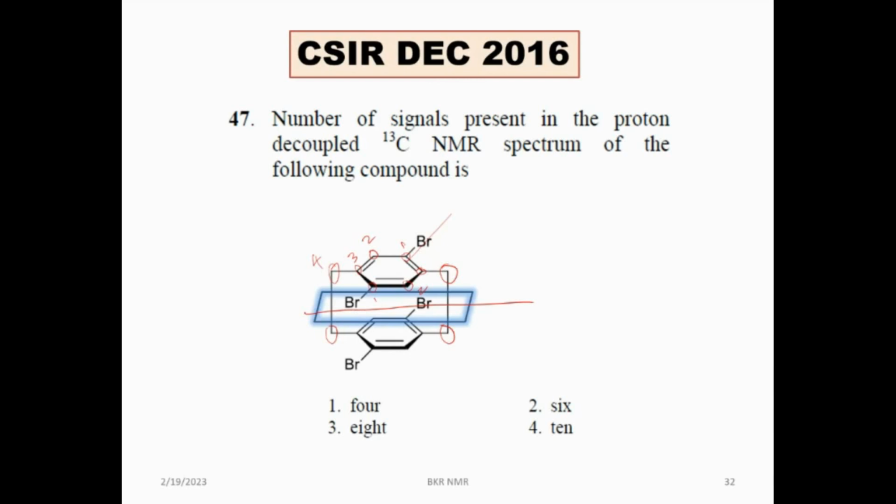We have told already, whenever you have a mirror plane, if the protons are exchanged with the mirror plane, then those protons are enantiotopic. And whenever you have enantiotopic protons, they are chemically equivalent. And similarly, homotopic protons are chemically equivalent. So they are cut by the mirror plane.